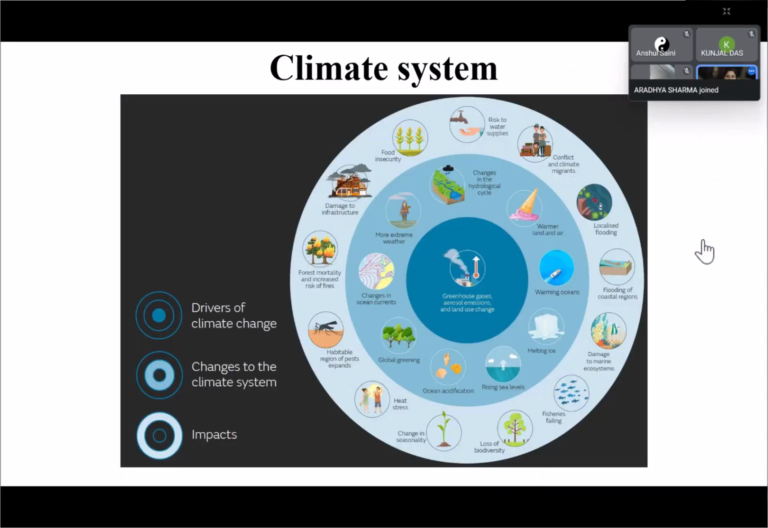So you already know about what is driving the climate change. We now need to look into the different changes that are coming because of climate system changes. So climate change is leading to what kind of problems and impacts. You can see this is a nice image which summarizes all these different drivers and changes and the impacts. This is what was discussed also in the lecture.